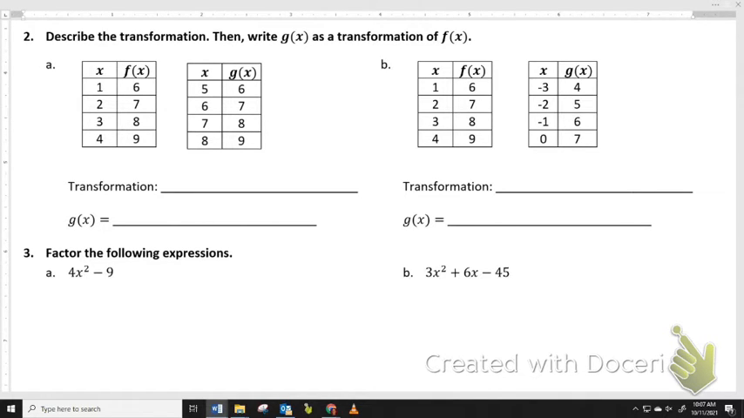So number 2, parts A and B are very, very similar. So what I want to do is go over one of these with you guys, and leave the other one for you to do on your own, okay? I will put up all of my answers today about 5th period. They'll be up in Canvas, okay? I'm going to do part B with you guys.